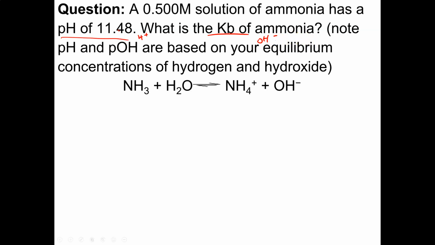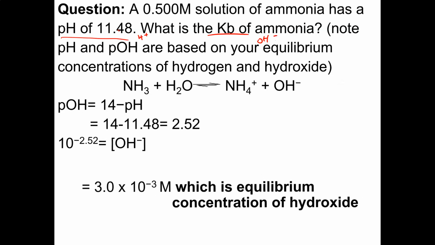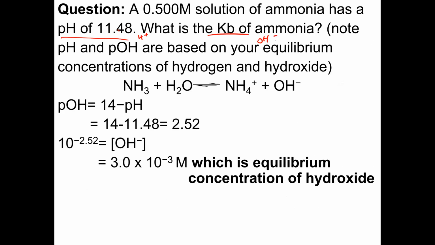Because look at your reaction. You don't have hydronium on the product side. What are you doing with the calculation? If you do 10 to negative 11.48, you get hydronium, but there's no hydronium in this reaction. So it'd be a bad first move. So I'm going to get my pOH first, 2.52. Go 10 to negative that, give my hydroxide, which means I have equal equilibrium concentration of both hydroxide and ammonium, which is what I want.